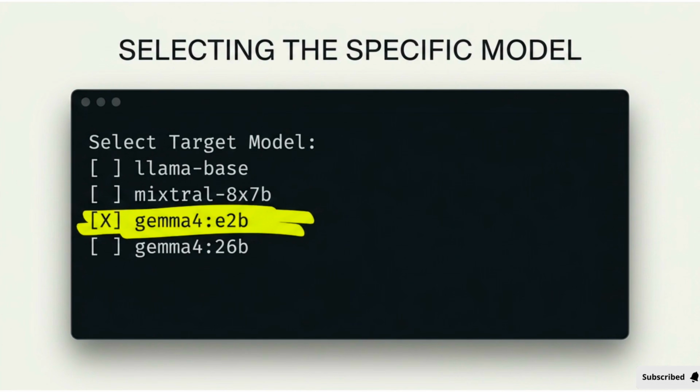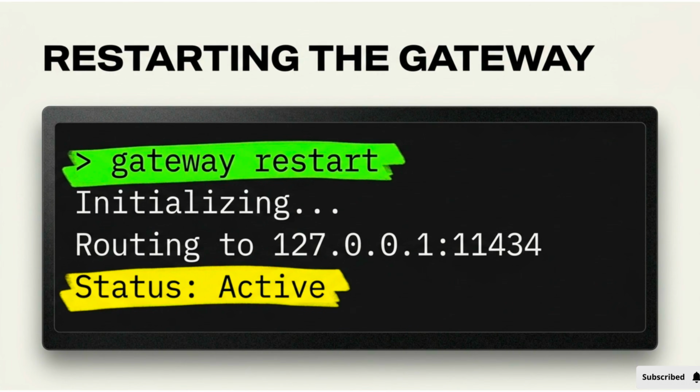Select the specific model you downloaded. In this example, Gemma 4 2B is chosen, ensuring you are interacting with the desired local AI model. Restart the gateway using the "gateway restart" command. Once initialization is complete and the status is active, the local model is fully operational.